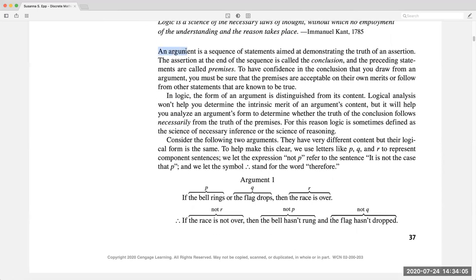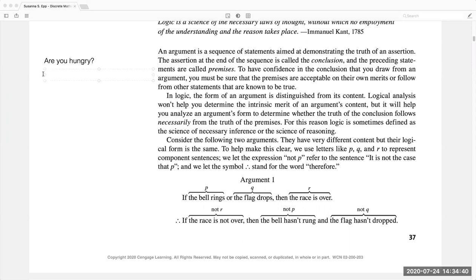So an argument is just a sentence, okay? Whether it has a truth value. So what does it mean by a truth value? Let's say "I'm a boy" is an argument. But if I say, let's say, "Are you hungry?" Okay. This is not an argument. It is not true or false.